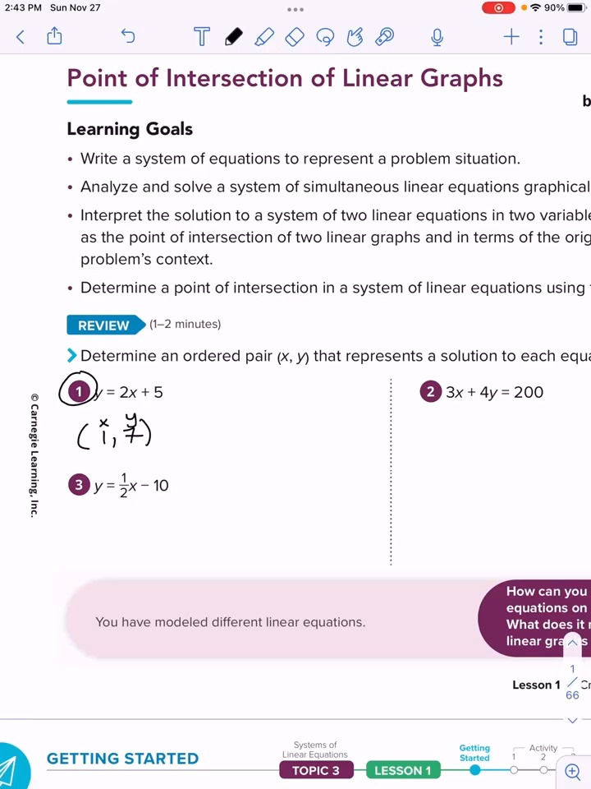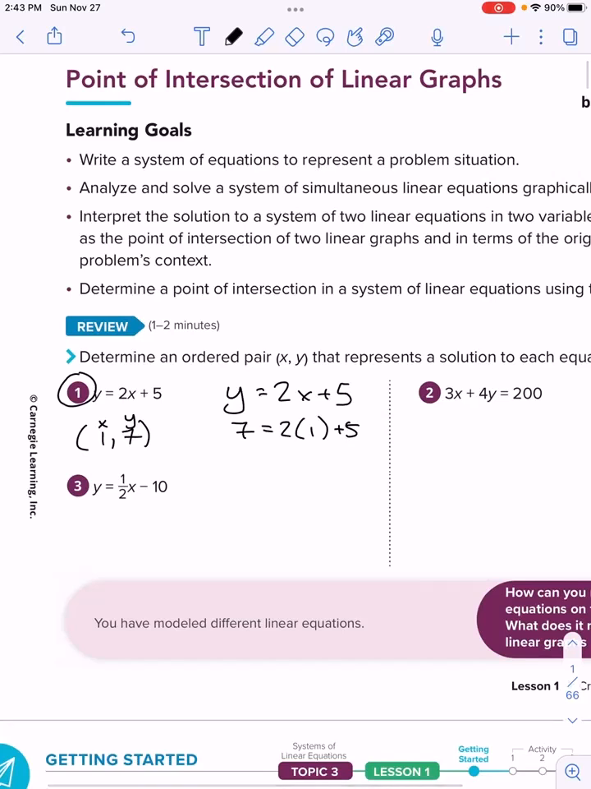If I were to rewrite this equation and plug in 1 for x, I'll put that in parentheses, and 7 for y, and simplify this using order of operations, we would get a true statement. So we would multiply first: 2 times 1 is 2, and 2 plus 5 is 7. And we had 7 on the left side as well. So this is a true statement, 7 equals 7. There's an infinite number of combinations of ordered pairs for x and y that would make this equation true, but this is what a solution means.